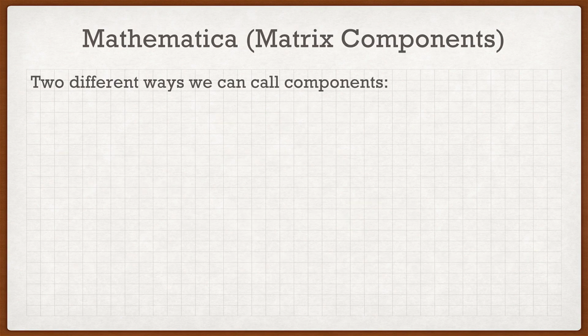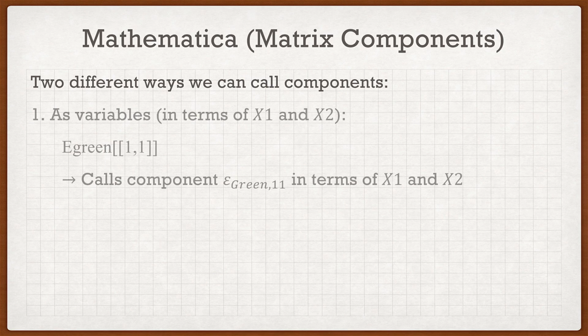Well, at least it would be easy until we say, okay, Mathematica, now I want the components. How on earth do I find the components? So there's two things we can do. We can define them as variables, so in terms of x1 and x2. If I wanted to call, let's say, the Green strain matrix entry 1, 1, all I have to do is go E green, double square brackets, 1, 1.